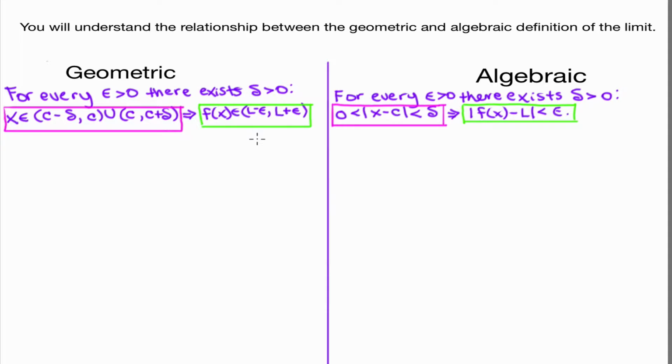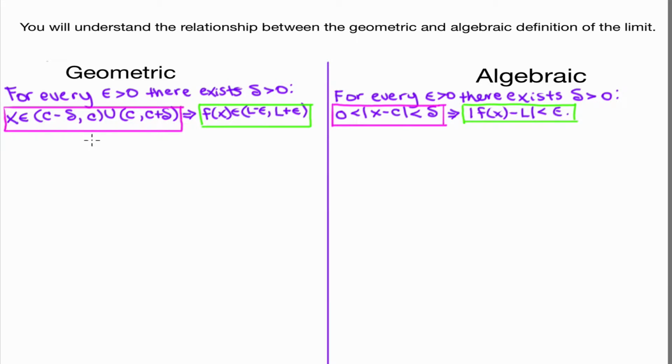Here's the geometric representation or definition of the limit. Here's the algebraic representation or definition of the limit. They're very similar. The only difference is in the geometric definition, we use open interval notation. Here the punctured interval because we're excluding the value c. And over here, we're showing absolute value notation.